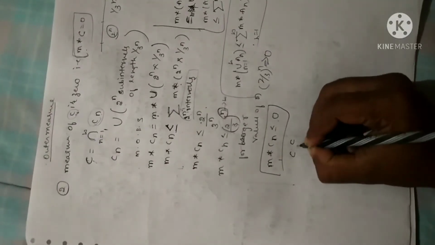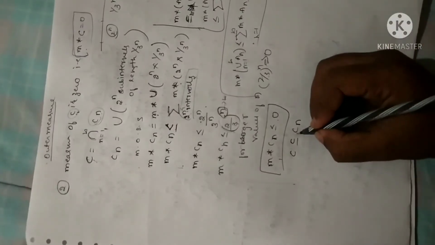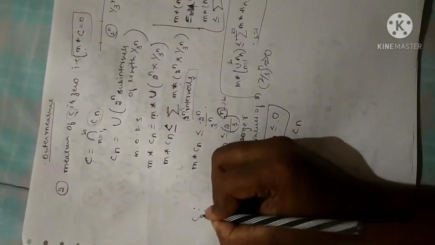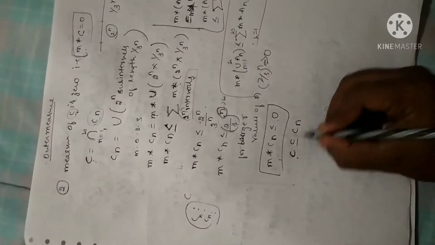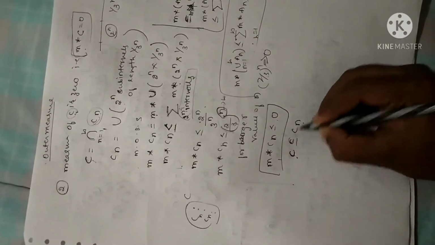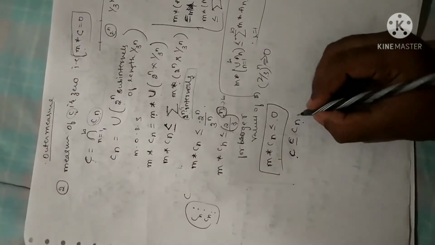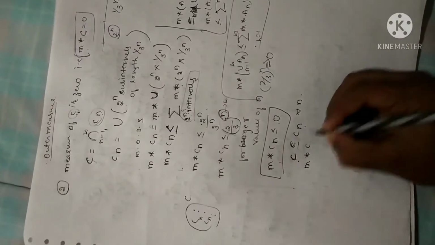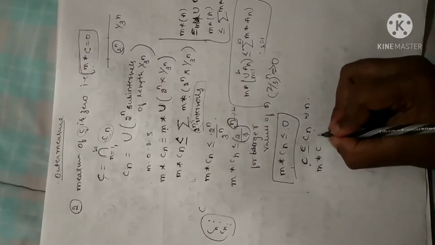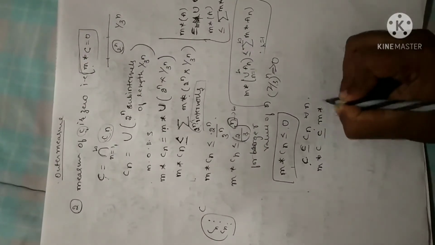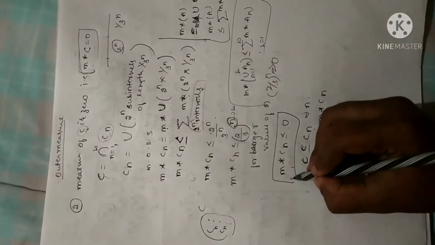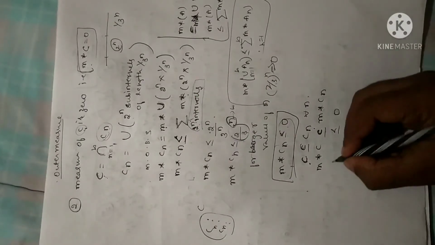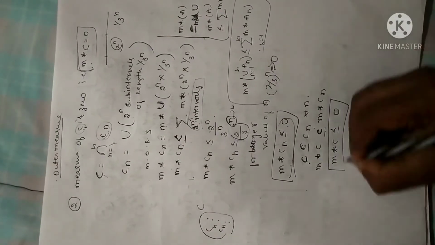We know that C is a subset of Cn. Why? Because when you are going to combine all the Cn's, you are going to get C. So I can write C is a subset of Cn, or else C is contained in Cn. Fine. Now for each value of n, I can write, for all n, let me apply the measure on both sides. So I am going to get m star of C is less than or equal to m star of Cn. Now what I have proved is m star of Cn is less than or equal to 0. So I can replace this: m star of C is less than or equal to 0.